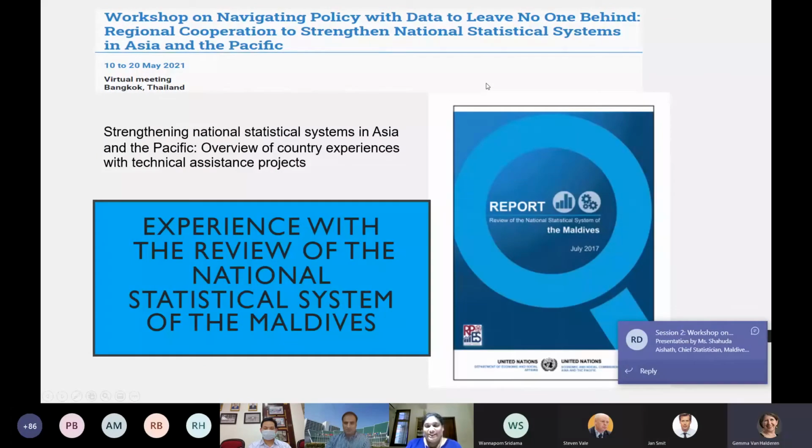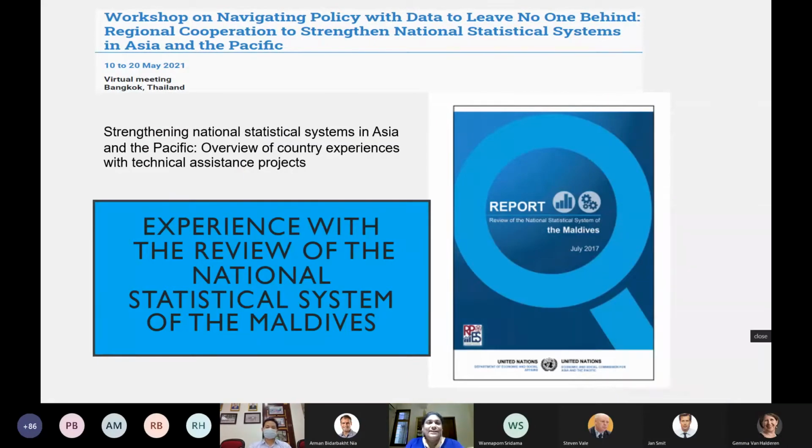Thank you very much for this opportunity for presenting our experience with the countries. In the case of Maldives, we were part of this regional program of economic statistics, whereby we were able to conduct this review of our national statistical system. It was mostly an external review.